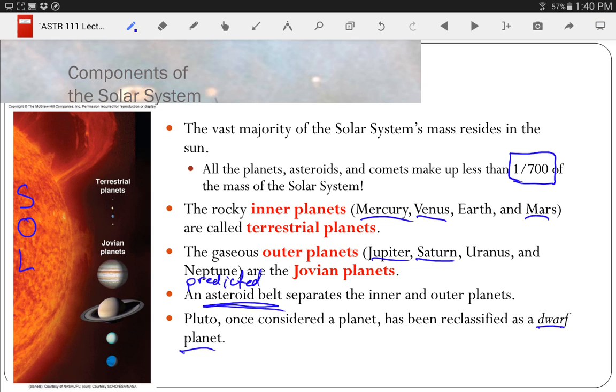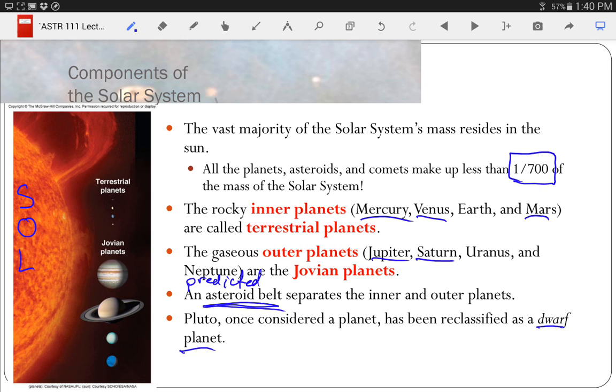Okay, so these trans-Neptunian objects are also called Kuiper Belt objects. The Kuiper Belt is a belt that's in the plane of the solar system. All of the planets orbit the sun in virtually the same plane. The Kuiper Belt is in that same plane, just out beyond Neptune. And there are believed to be many, many icy objects out there.